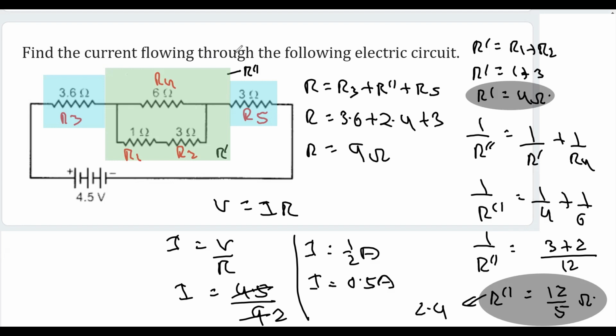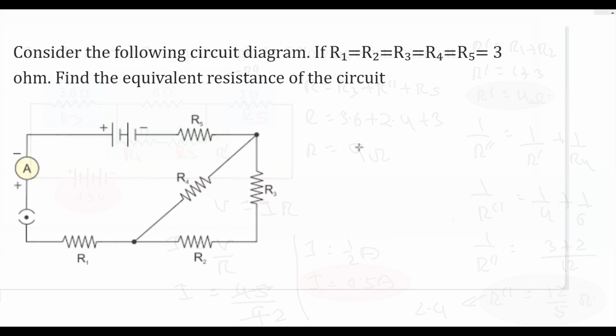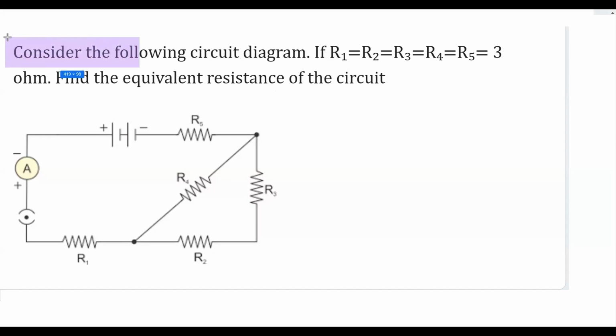So this was what we had to get. That is the current which we got. The potential difference was given 4.5 volt. Now let's move to the next question, similar to the previous question. Here it says consider the following circuit diagram. As you can see, a circuit diagram is given and there are five resistors, each of 3 ohm. And what we have to find out is the equivalent resistance.